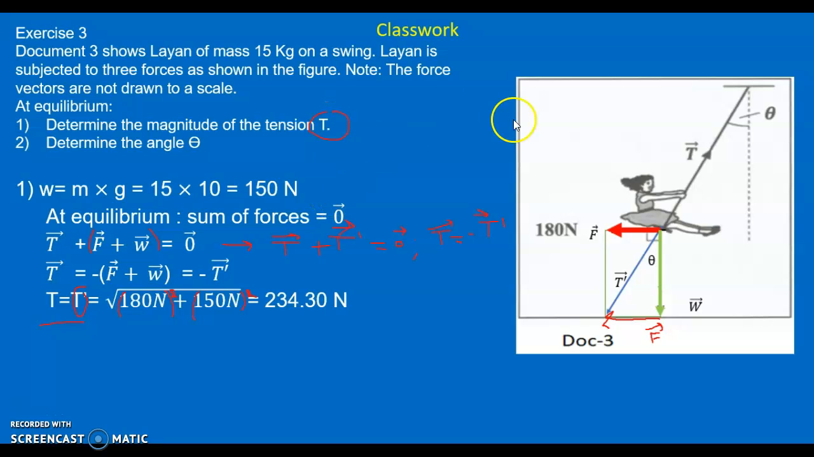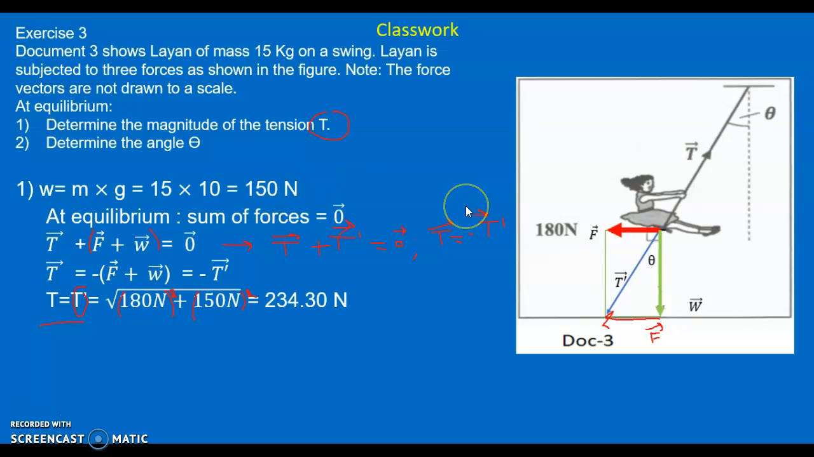Now, in order to calculate the magnitude T, we have to make use of the given, which is the mass. We can calculate the weight equal to m times g, 15 times 10, 150 newtons. So now we have the weight and we have the magnitude of the F vector. We have to make use of the other given, which is being at equilibrium. So we apply the equilibrium condition, which says that the sum of forces is equal to the zero vector. So we have T vector plus F vector plus W vector equal to the zero vector.